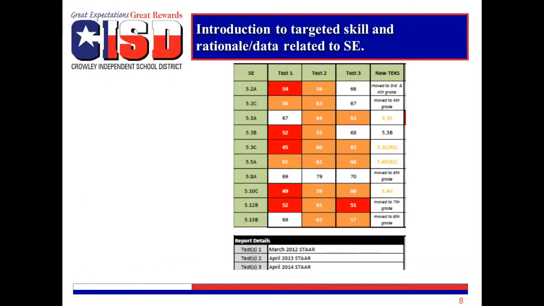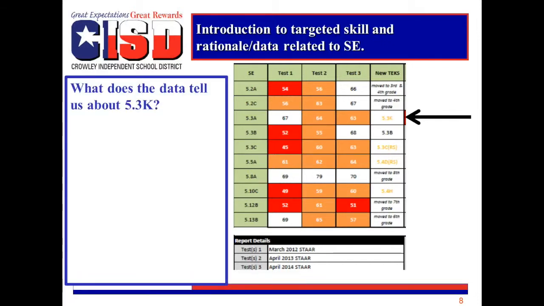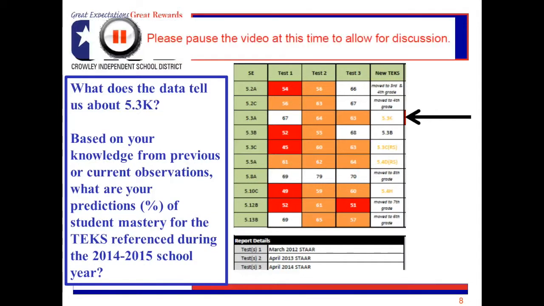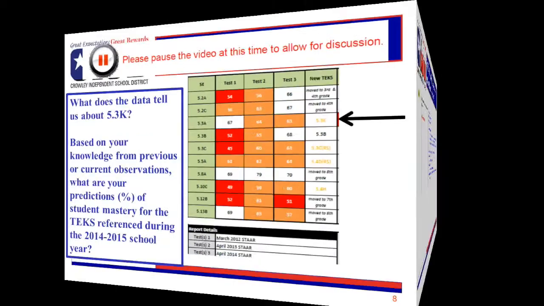For the first 6 weeks, the curriculum preview will target 5.3K. Based on the heat map displayed, please pause and discuss. What does the data tell us about 5.3K? Based on your knowledge from previous or current observations, what are your predictions of student mastery for the TEKS referenced during the 2014-2015 school year?